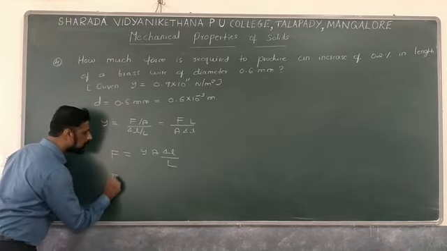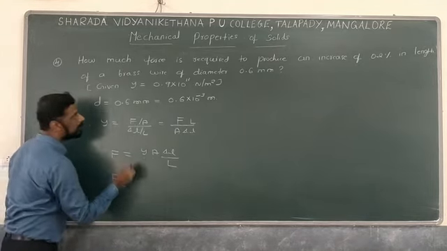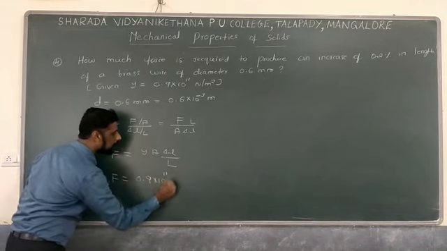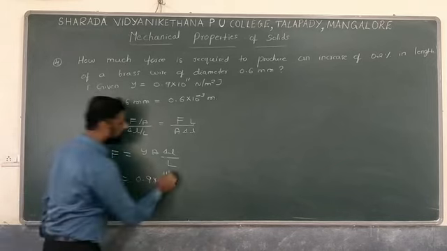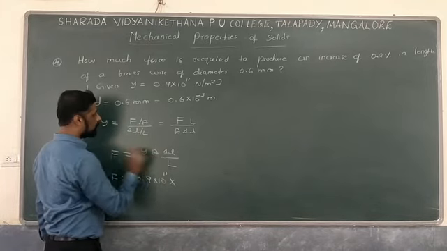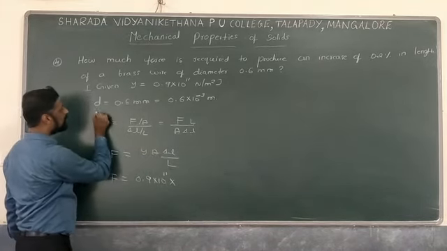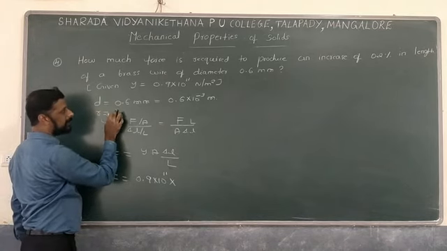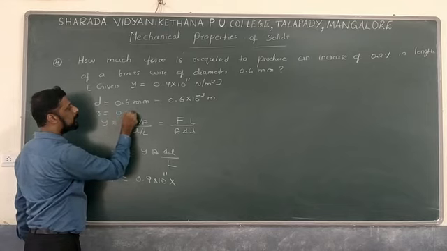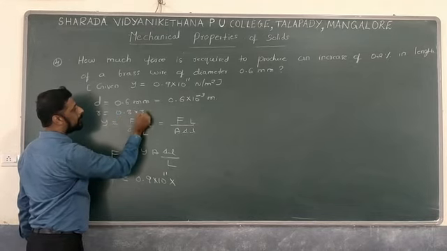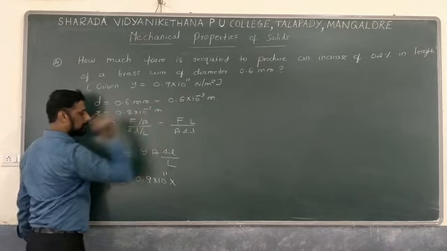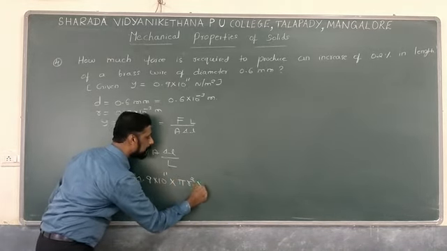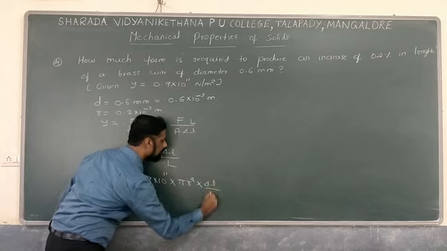Now substitute the values. F is equal to Y means 0.9 into 10 power 11. Area, formula for area is pi r square. So here diameter value is given. So therefore you can calculate the radius. R radius is equal to d by 2. Therefore it becomes 0.3 into 10 power minus 3 meter. So area that can be written as pi r square into delta L divided by L.